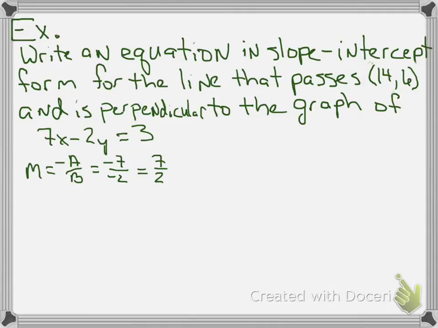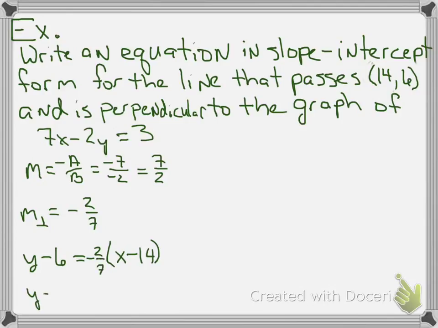Then, flip it and change the sign. That's perpendicular. Flip it and change the sign. So, negative 2 over 7. I'm going to use that negative 2 over 7 with the point (14, 6) and go to point-slope form. Y with y, x with x, slope in the middle. Okay, now distribute negative 2 sevenths x.